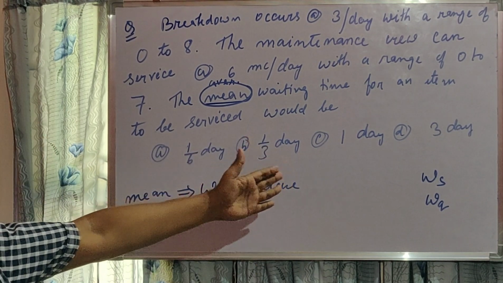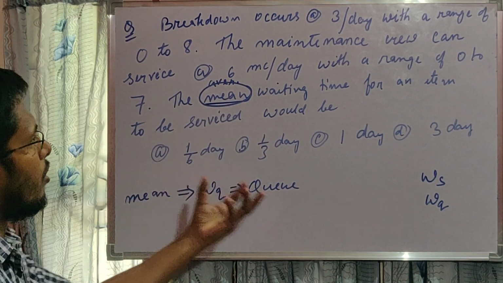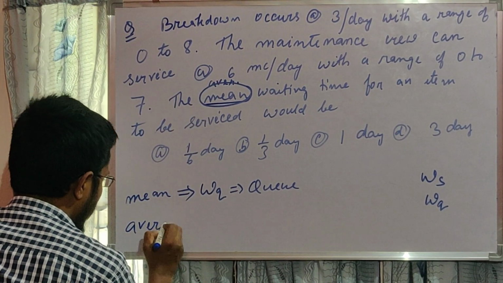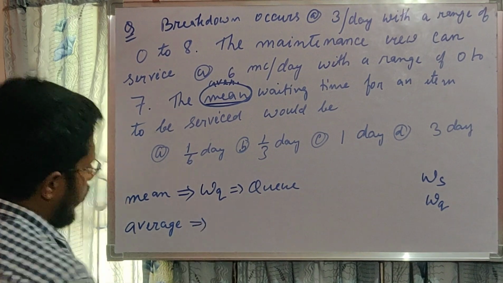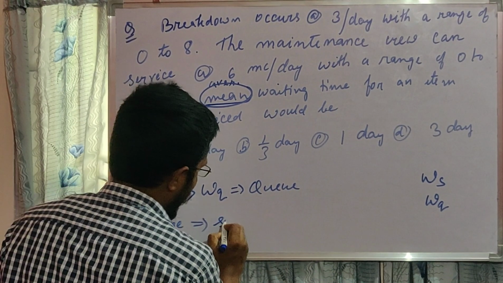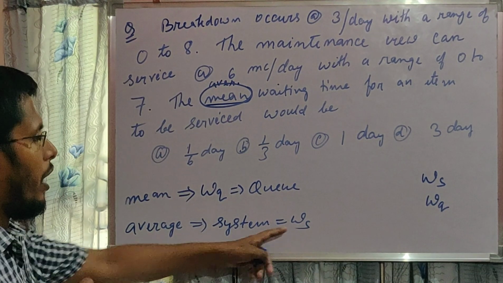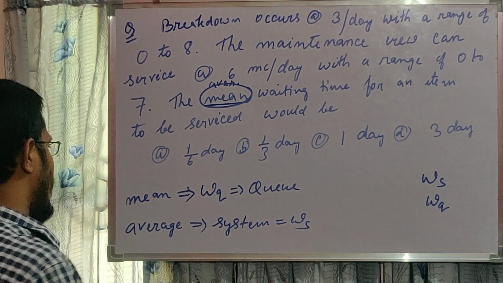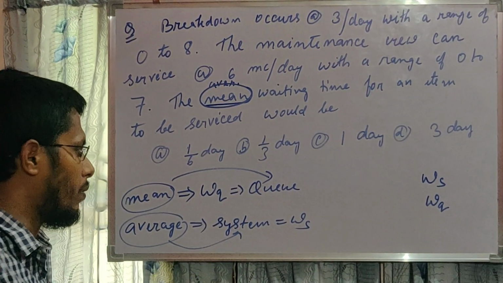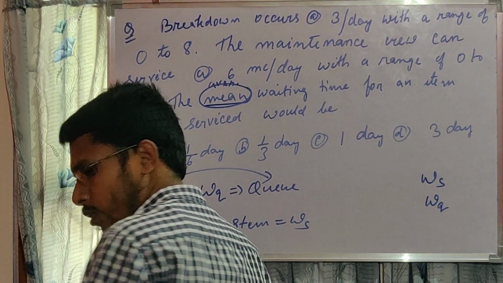Again, there is no mention of system and queue, but the word itself describes it. If the mention of "average" is there, this word will tell you that you have been asked about the waiting time in the system. So you have been asked about WS, the average waiting time in the system. So mean means queue and average means system. Always remember. Then your question is one line. You can easily solve it now.